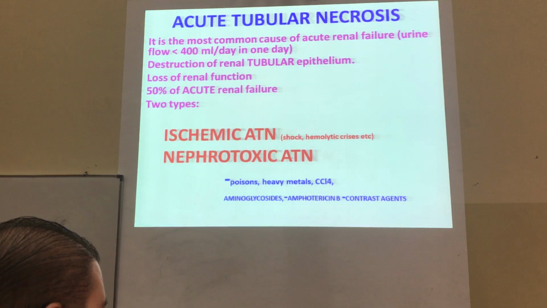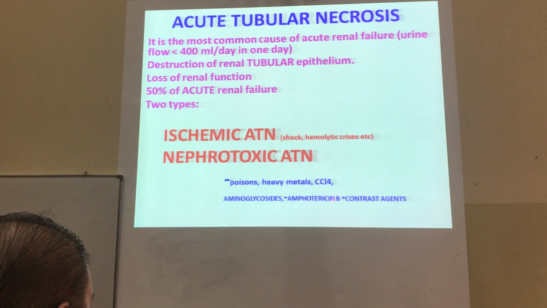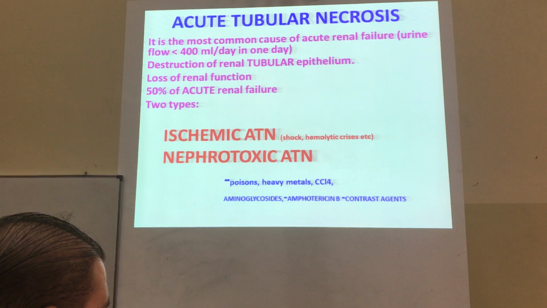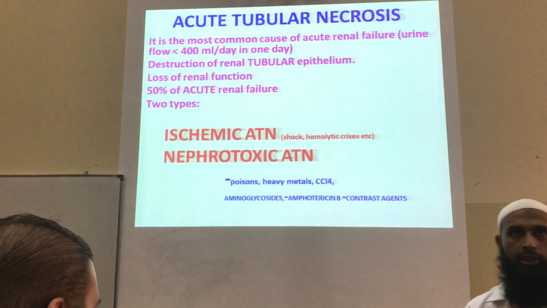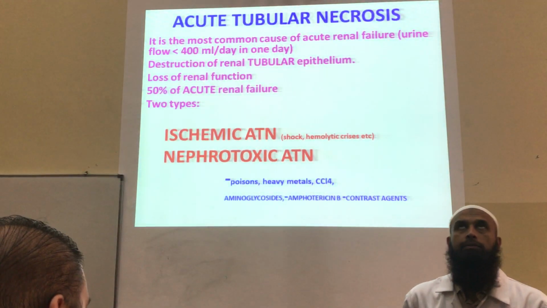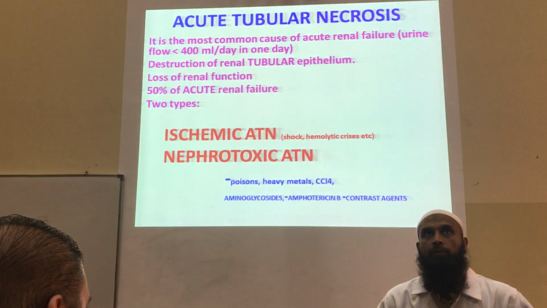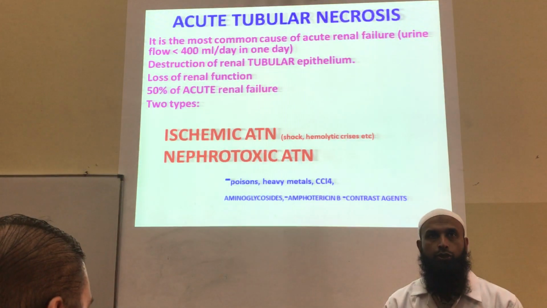It could be metals, drugs, chemicals. It could be many things. Poisons, carbon tetrachloride, some drugs like aminoglycosides. You know about aminoglycosides? One of the antibiotics. Amphotericin B also, it is one of the antifungals. Contrast agents. You know the use of contrast agents? We use contrast agents for different radiological procedures. If we want to see, for example, urography, you want to see the kidneys, the normal pathway, is it intact, is there any stone, is there any tumor?